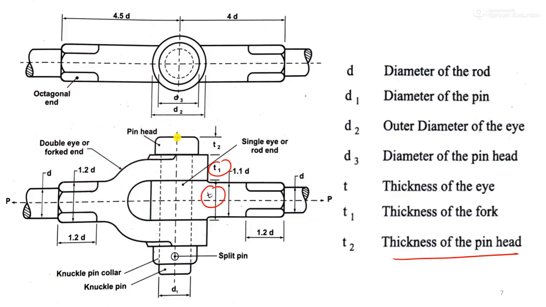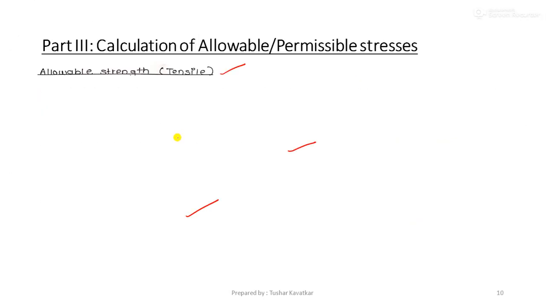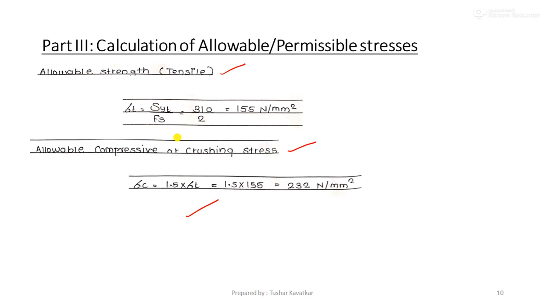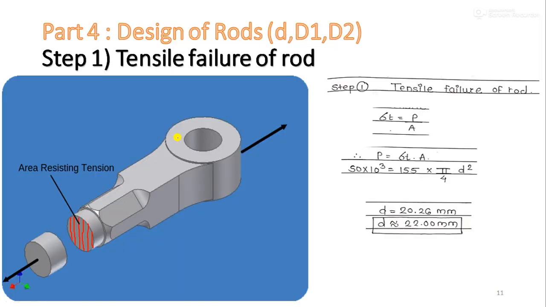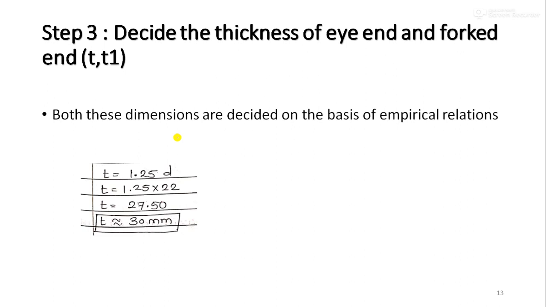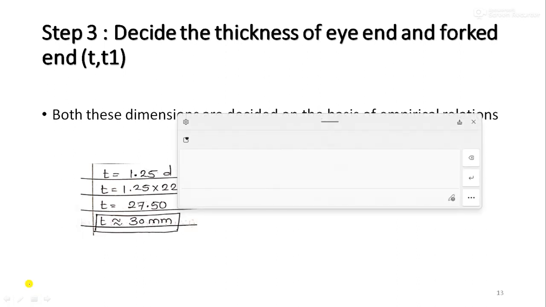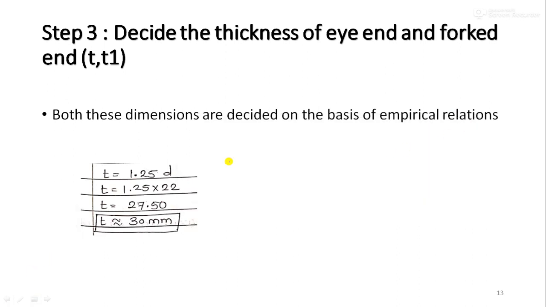Okay, so just again going, see, always follow the steps, part 1, part 2, part 3, very important. It will make the calculation easy. Both these dimensions are decided on the basis of empirical relations. So t we have taken as 1.25d, so I'm getting t equal to 27.50. You can round up. Again, as I said, it's your call. You can go for 28 also. I'm going for 30. Doesn't matter.